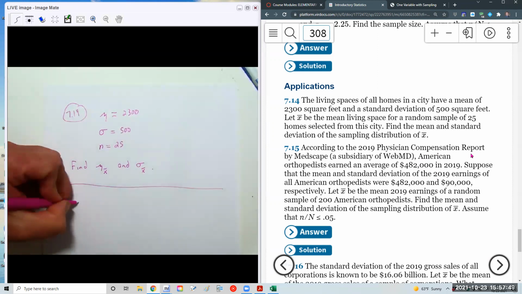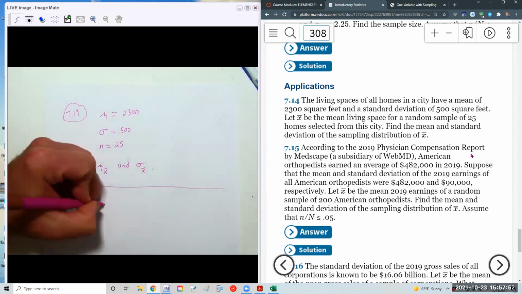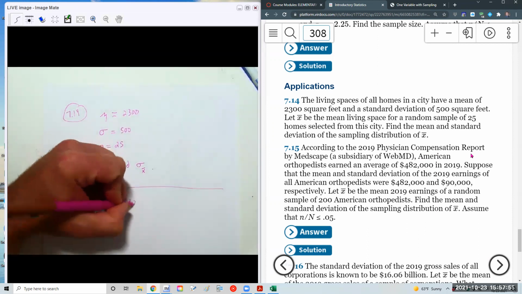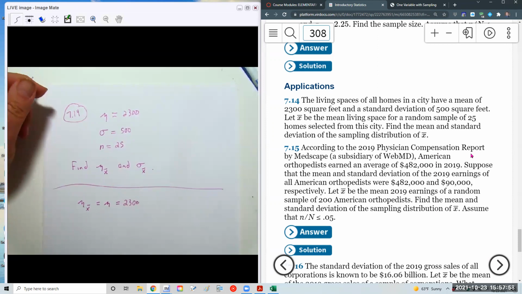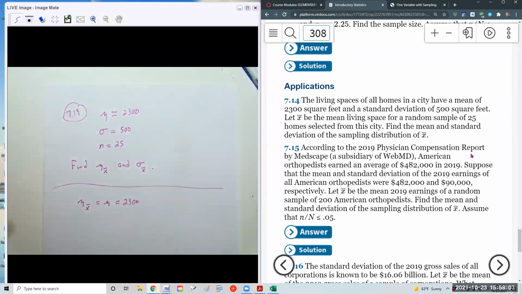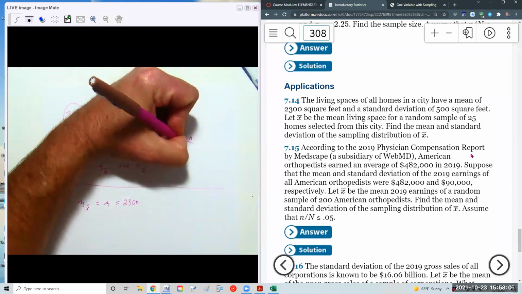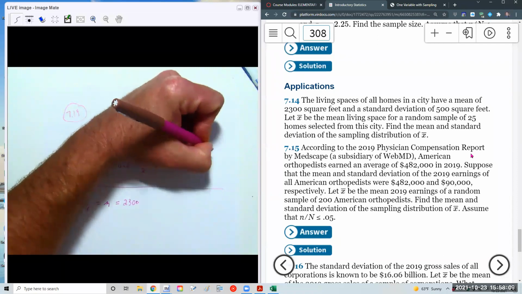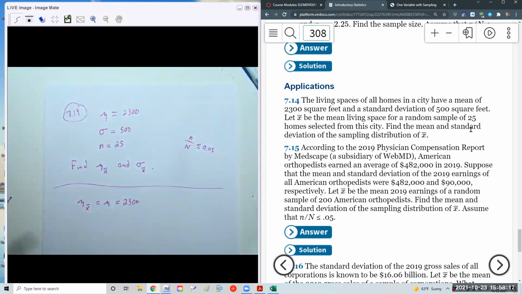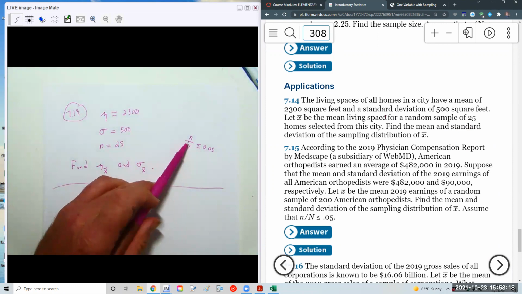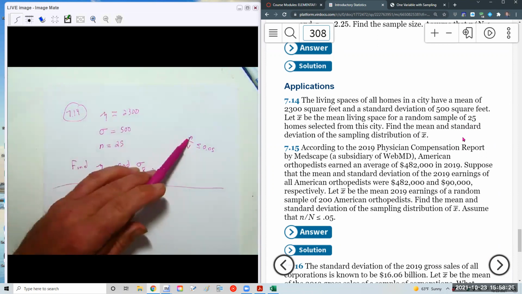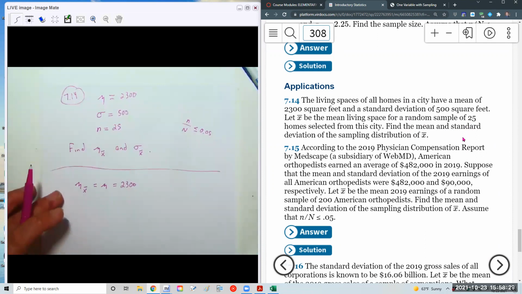So we know that mu sub X bar is going to be equal to mu, and so that's just going to be the value 2,300 square feet. And we don't know what the population size is, but it's likely that n divided by big N is less than or equal to 5%. That's because you have such a small sample size. 25 is a little n. And if you're talking about all the homes in a city, well, a city is going to have a heck of a lot more than 25 homes. So it's likely that this sample size is very small in comparison to the population size.